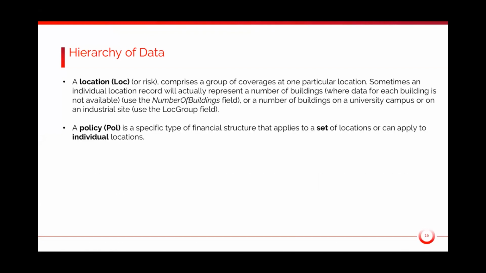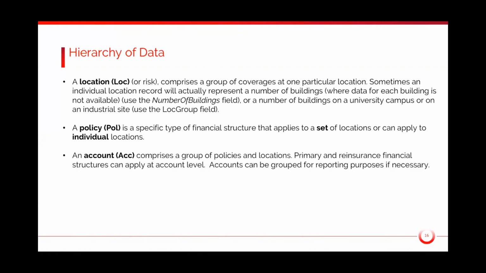So the next level up is a policy. A policy is a specific type of financial structure that applies to one or a set of locations. A good example would be to think of an insurance policy for McDonald's, say, and that policy might cover 10 branches of McDonald's around the city. But the financial terms of that policy might affect one or some of those branches. So one branch of the McDonald's might be closer to a river, so there might be specific policy or financial terms attributable to that specific branch.